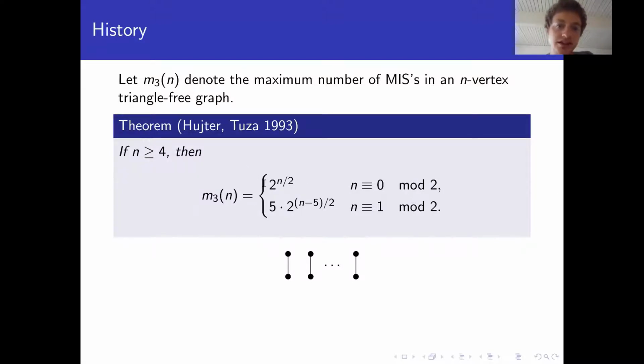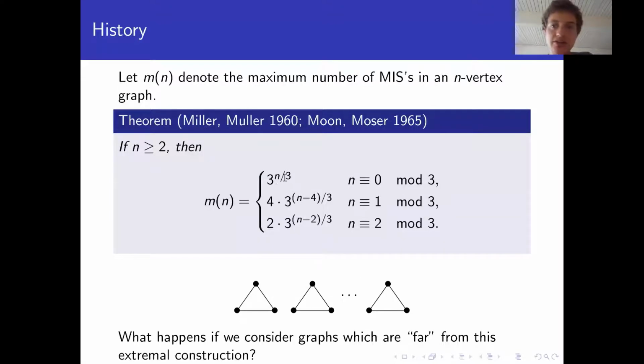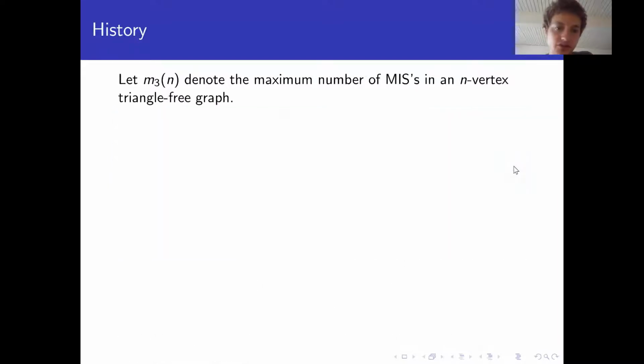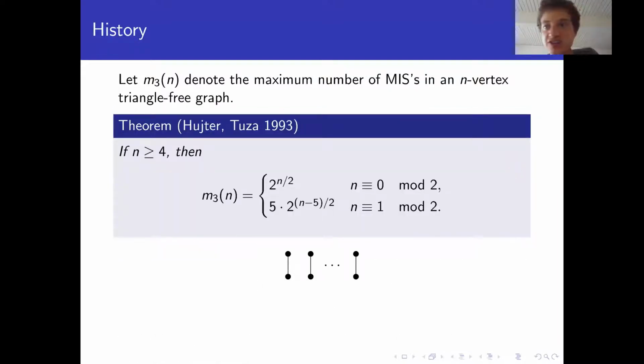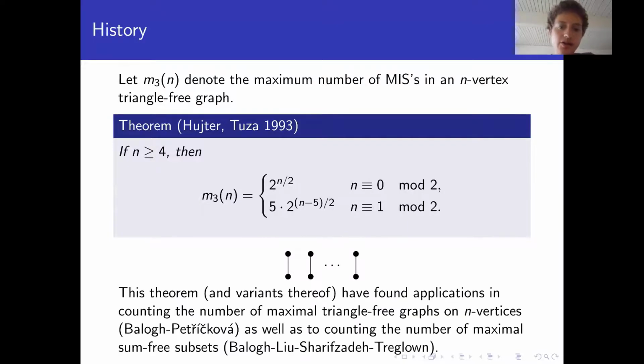First is that indeed the number of MISs here is significantly smaller than the number of MISs here. So the behavior of the function does change significantly once we look at triangle-free graphs. And the other thing to note is that this theorem has seen a lot of use in the past couple of years. In particular, this and some variants thereof.